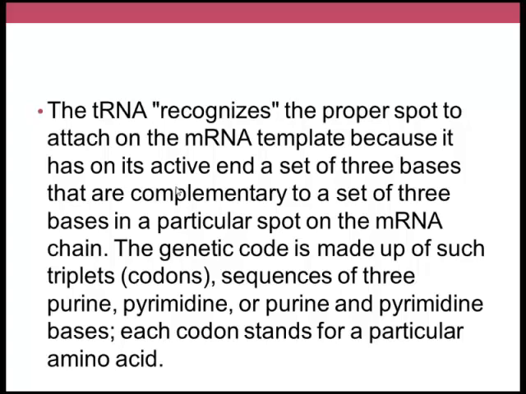The genetic code is made up of such triplets. So the codon, or triplet of bases, codes for a single amino acid, a sequence of 3 purine or pyrimidine bases. So they are either 3 purines, or 3 pyrimidines, or a combination of purine and pyrimidine. Each codon stands for a particular amino acid.